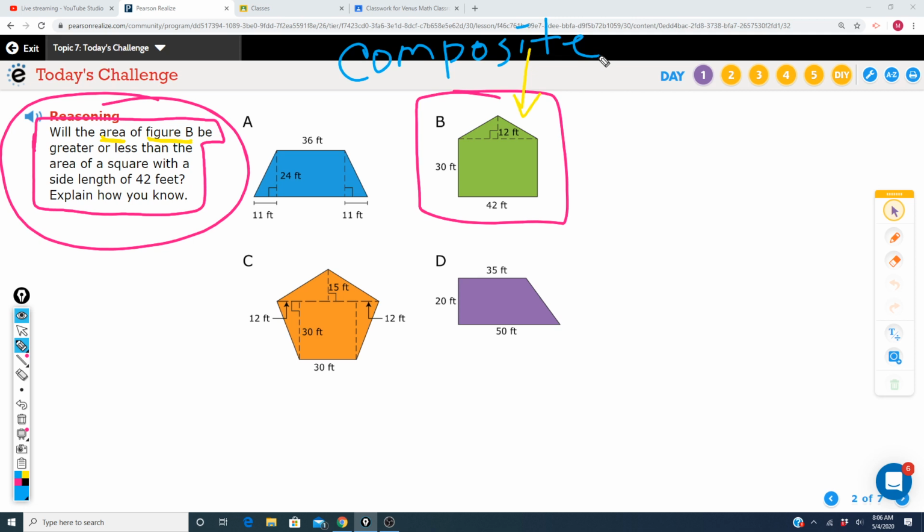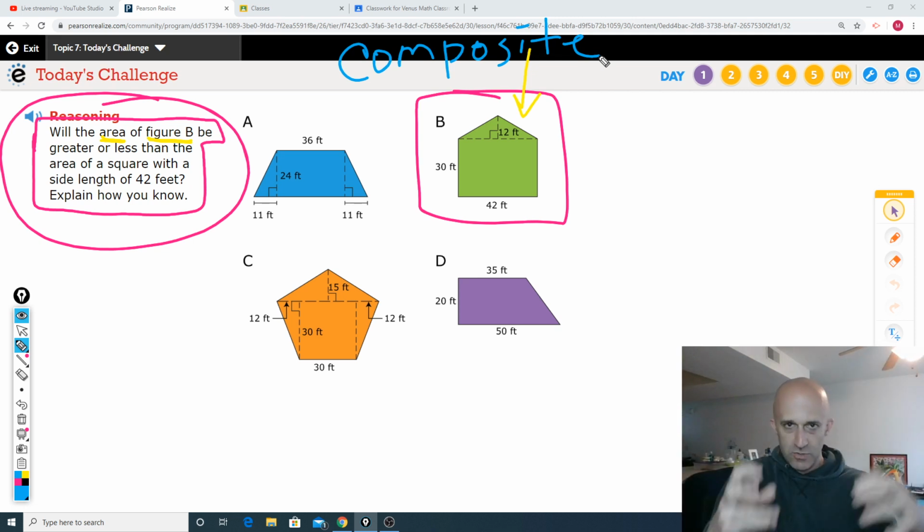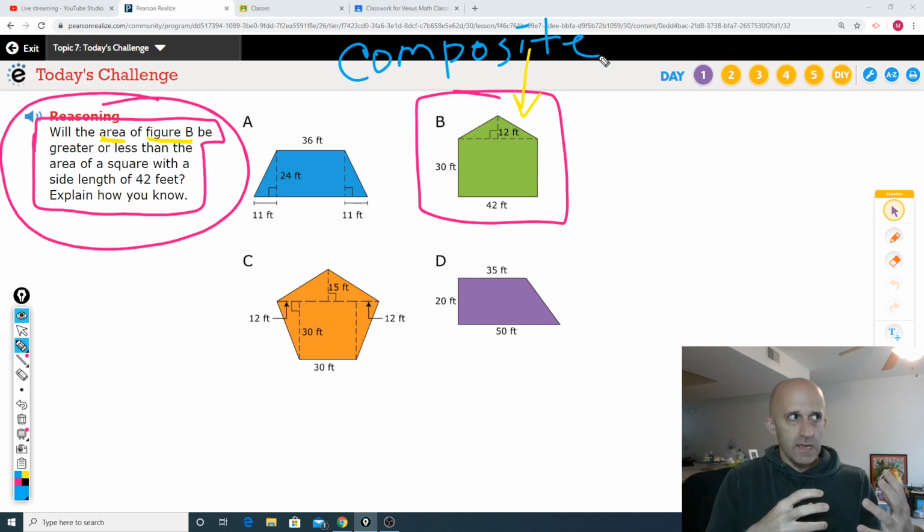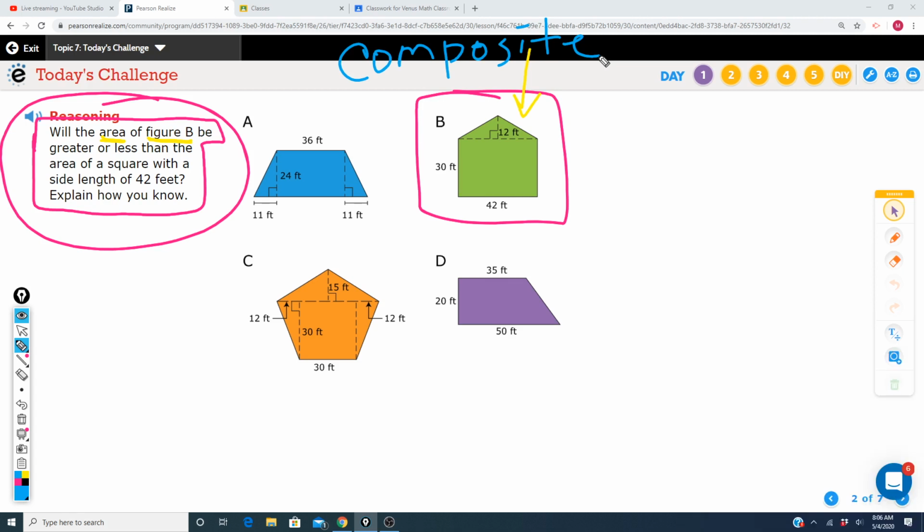Composite. Composing. When you compose a piano piece, you're composing something. You're composing an essay. You're creating it. You're bringing things together. That's a way to remember what composite is. But in this instance, it says, will the area of figure B be greater or less than the area of a square with a side length of 42 feet?